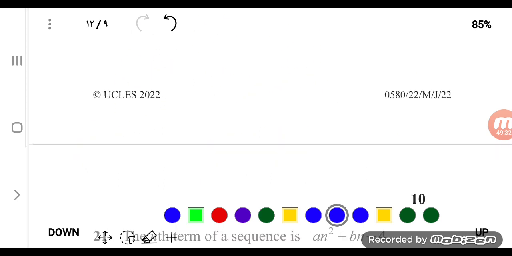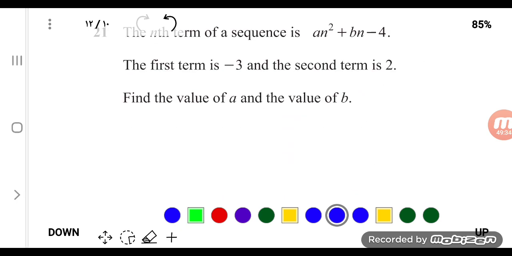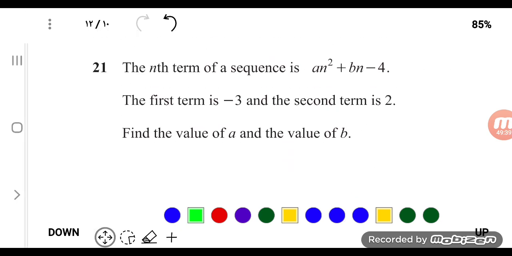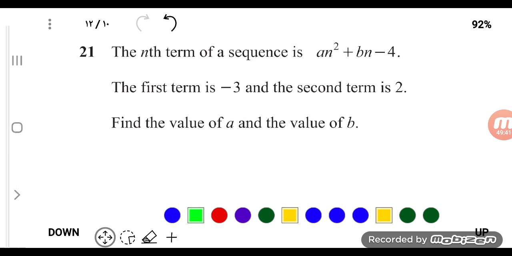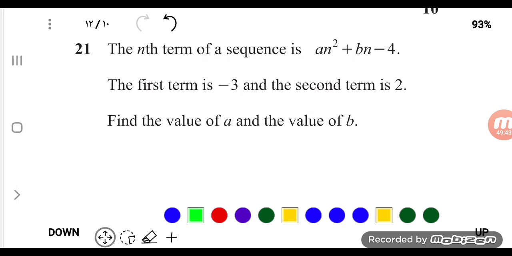Okay, let's move now to the next question. This question is a sequence question. So let's see. The nth term of a sequence is an squared plus bn minus 4. The first term is -3, the second term is 2. Find the value of a and the value of b.